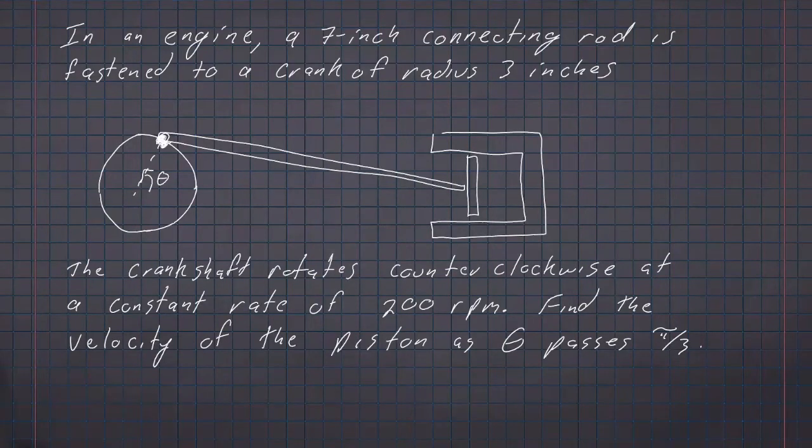In an engine, a 7-inch connecting rod is fastened to a crank of radius 3 inches. The crankshaft rotates counterclockwise at a constant rate of 200 revolutions per minute. And we want to find the velocity of the piston as theta passes pi over 3. So the idea here is that this crankshaft is rotating at a fairly rapid rate, 200 revolutions per minute. And as that crank rotates, it's going to cause this piston to move in and out of the cylinder.